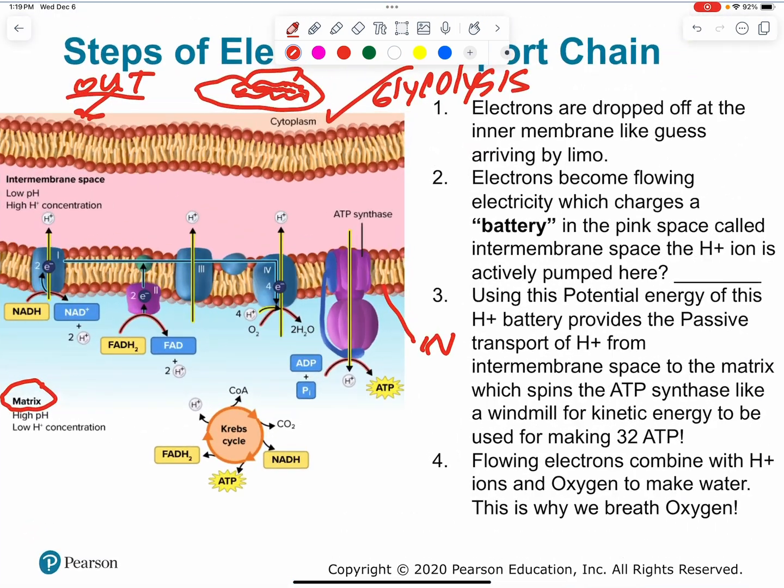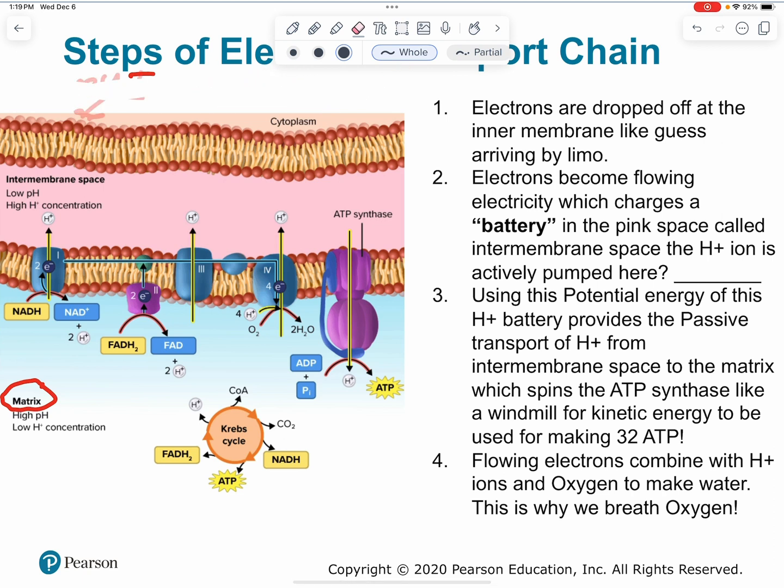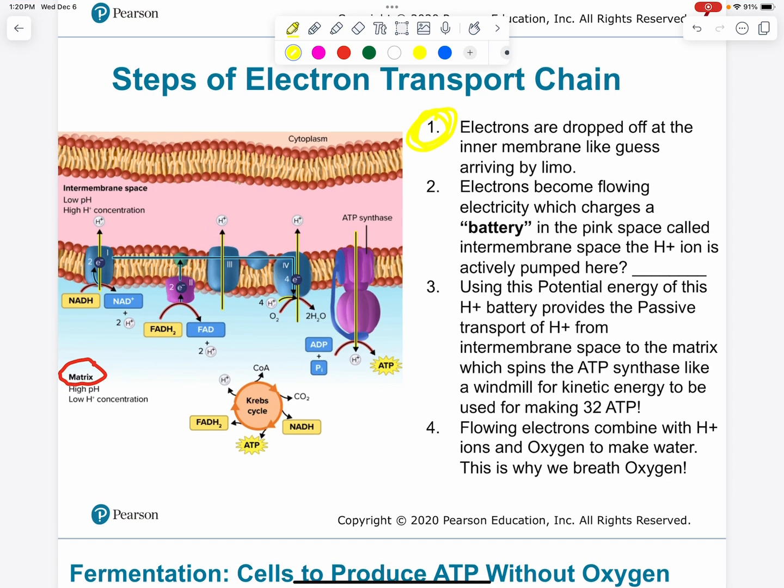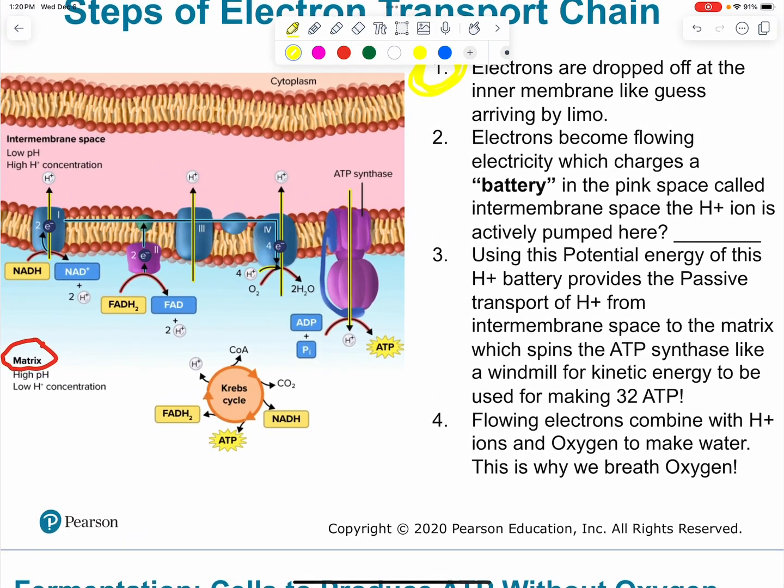We're going to go through 4 steps. Right now I'm just making a little bit of room to do a little more sketching. And I'm going to follow a color pattern. I recommend that you do the same. Step number 1 right here. Electrons are dropped off at the inner membrane. Here they are, number 1 and number 1. These yellow boxes, NADH and FADH2, those are the electron carriers. And they have their very famous passengers, the electrons. I'm going to circle it. It had 2 electrons there, and 2 electrons are dropped off right there.